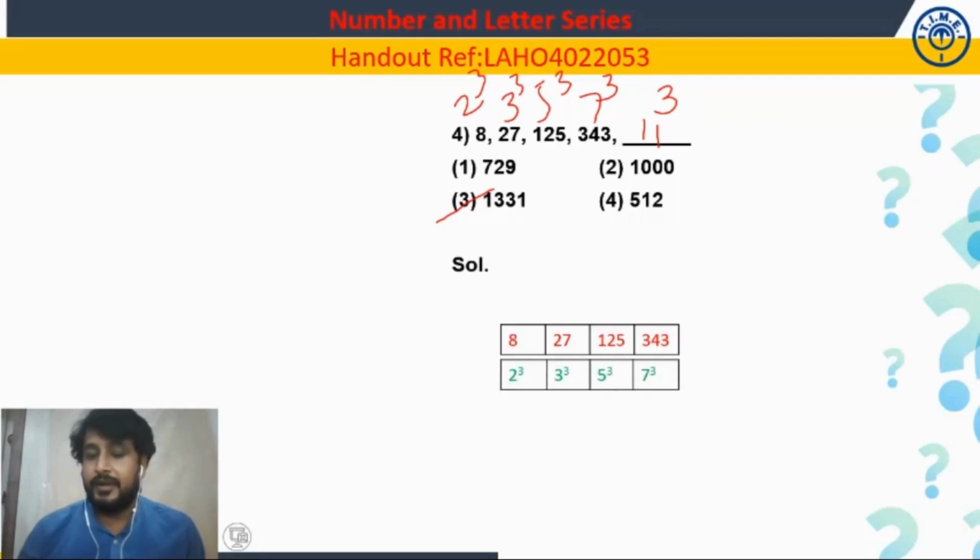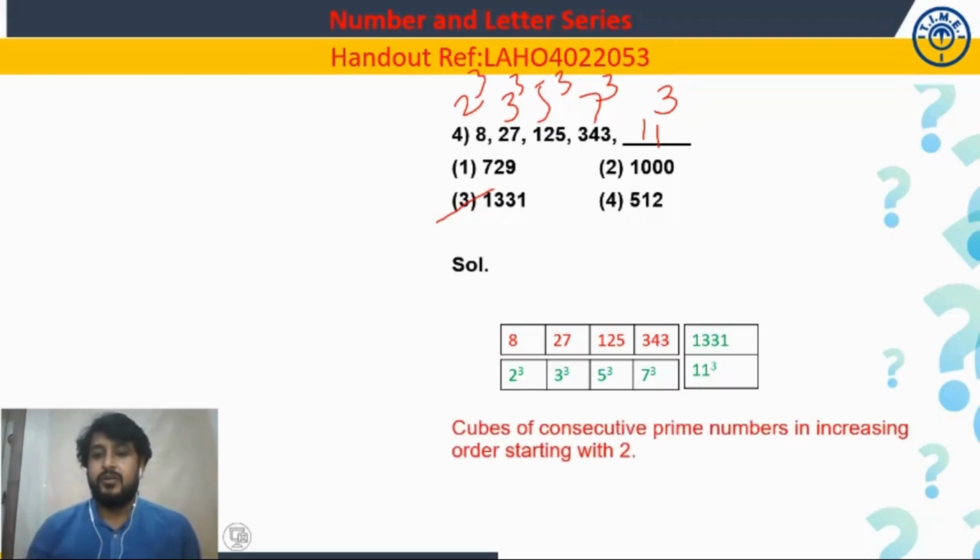8 is 2 cube, 27 is 3 cube, 125 is 5 cube, 343 is 7 cube. And 2, 3, 5, 7 are consecutive prime numbers. So, after 7 comes 11, and 11 cube is 1331. Consecutive prime numbers in increasing order starting with 2. 2 cube, 3 cube, 5 cube, 7 cube, 11 cube.